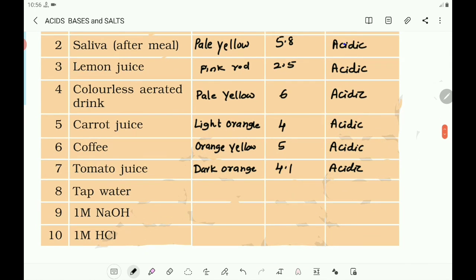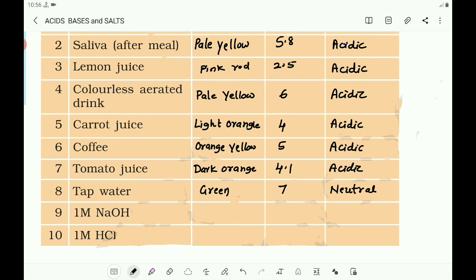Then you take tap water. The color of the pH paper in tap water is green. Then the pH is equal to 7. As it is equal to 7, you can conclude that it is neither acidic nor basic. It is neutral. Tap water is neutral.